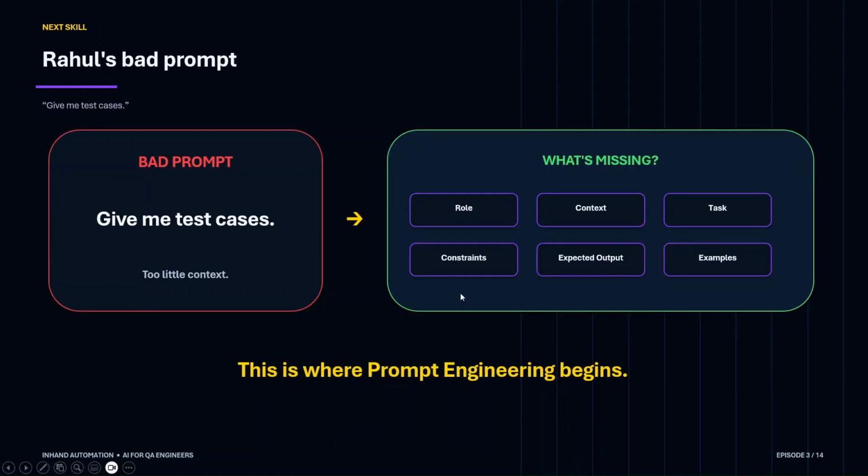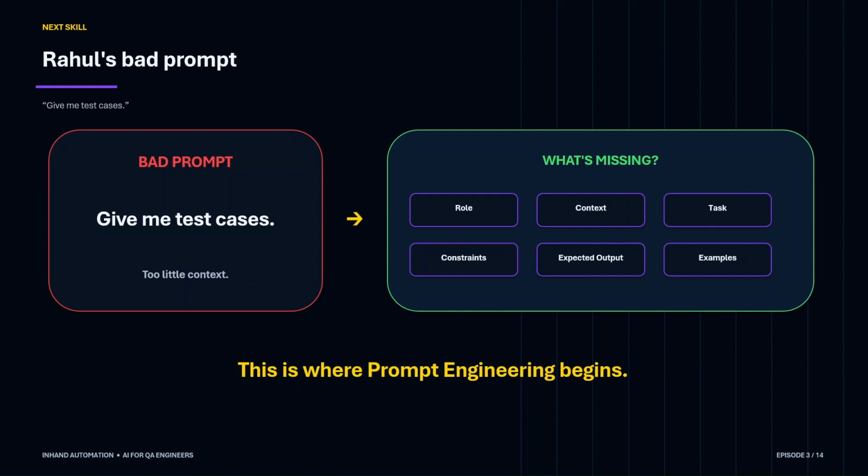So let's see what Rahul was doing until now. Rahul is simply writing, "Give me test cases." It is very little context, right? So what is missing here? What is missing is the role, the context, the task, the constraints, the expected outcome or output you want, and the examples I need to check. All of this was missing.